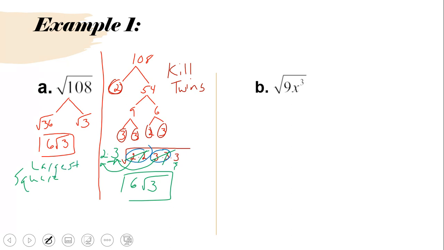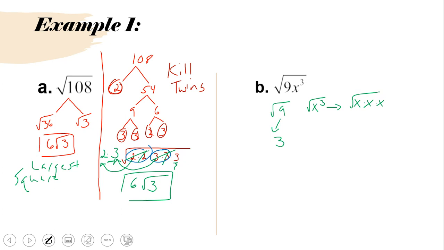I'm going to do this one on here. Because now, if I think about this, I've got 9 and then x cubed. So I'm going to kind of do like a hybrid method here. I know that the square root of 9 is just 3. Now, what about the square root of x cubed? Well, if I think about that, the square root of x cubed is really x times x times x.